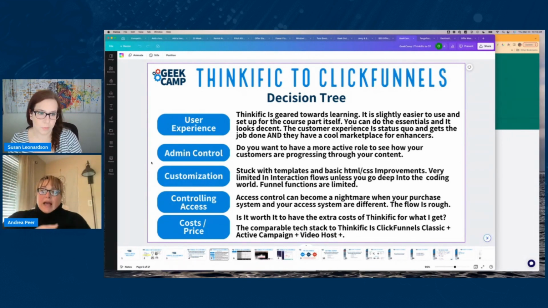In terms of controlling access, again, access control can kind of become a nightmare if you have your funnel system and then your access control over in a different system. You're kind of left with this weird zap thing.